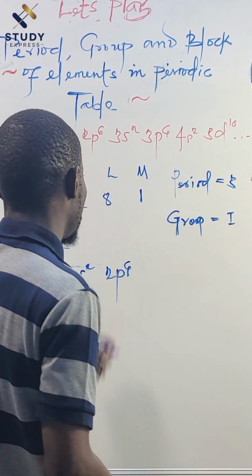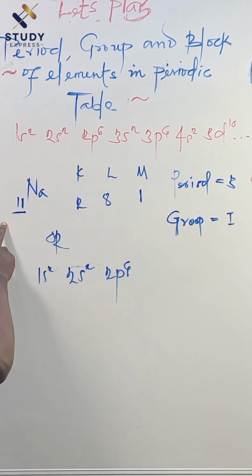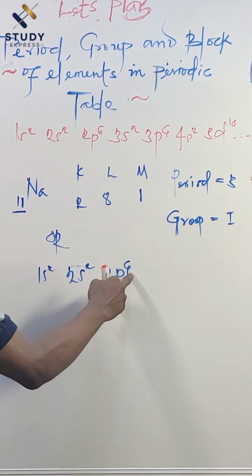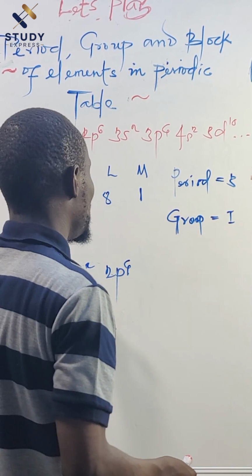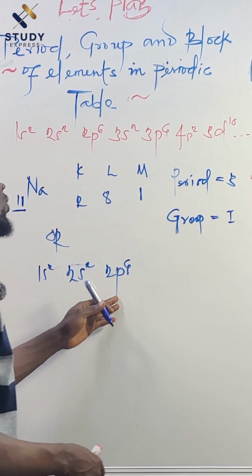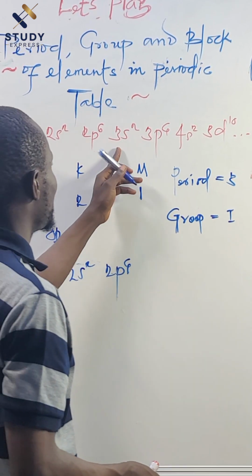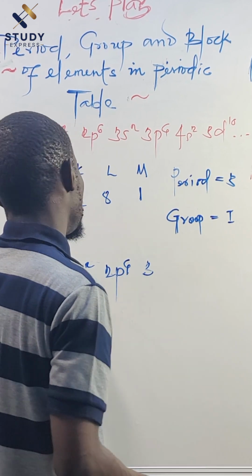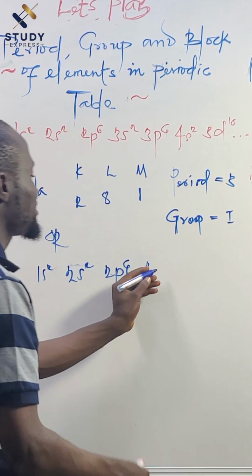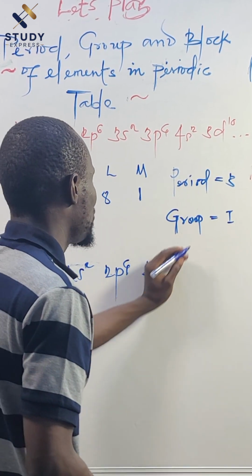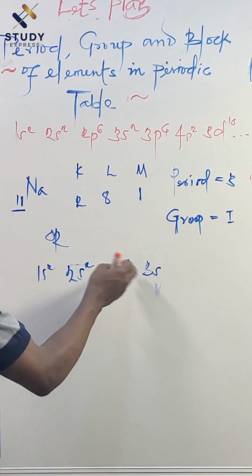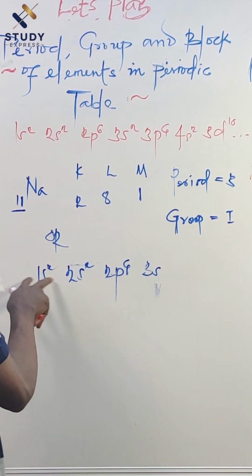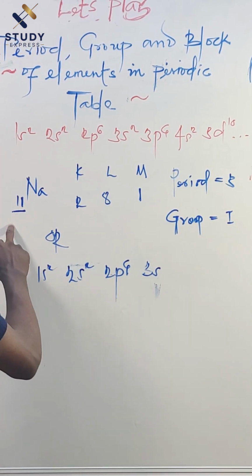2p takes 6. So I haven't reached 11 electrons. 2 plus 2 is 4, 4 plus 6 makes 10. So I haven't reached 11 electrons. What's the next orbital after this? It's 3s. 3s has the capacity to take 2 electrons. But how many electrons are we left with? We only have 1 electron to complement the 10 electrons, making 11 electrons.